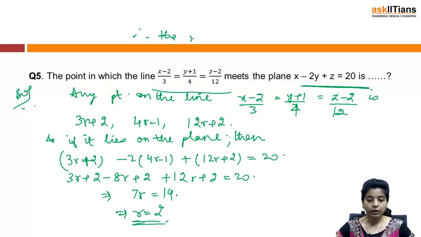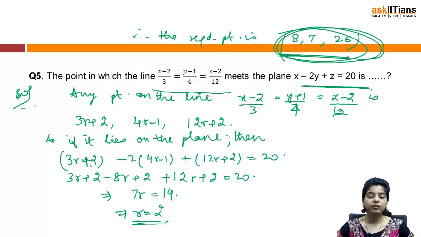Therefore, the required point is, just substitute the value of r as 2 in this. So we have 8, then 7, 26. This is the required answer. This is the required point that we were required to find out.